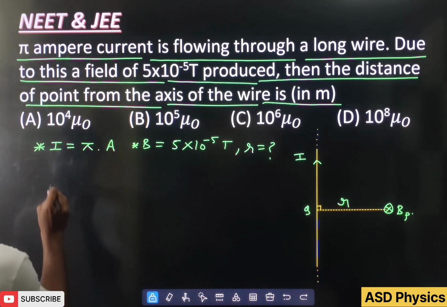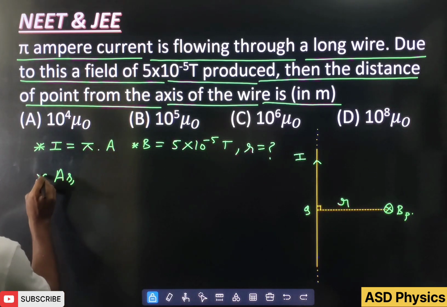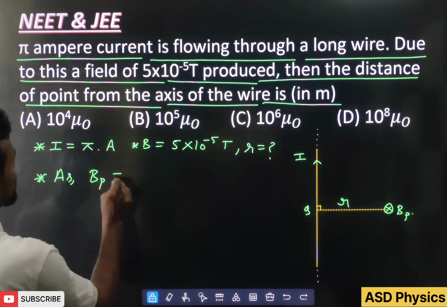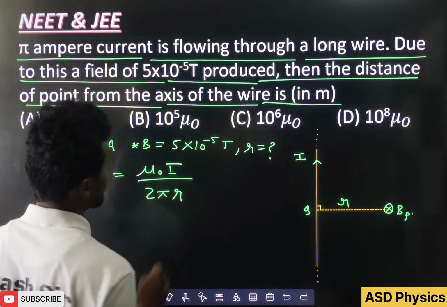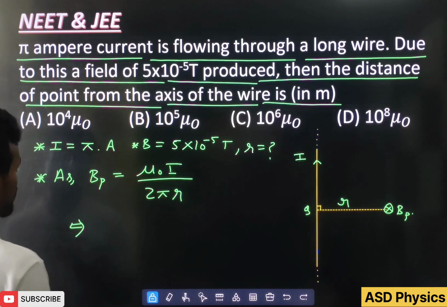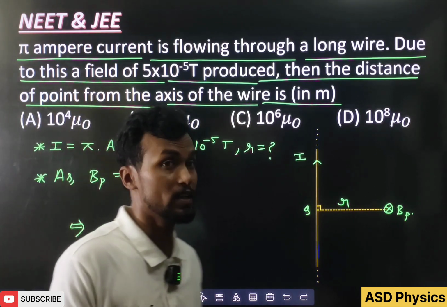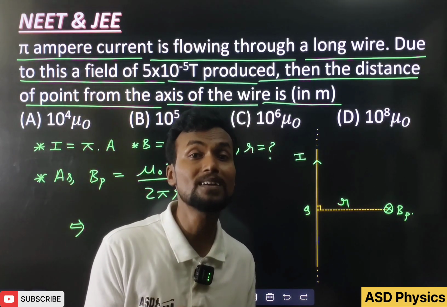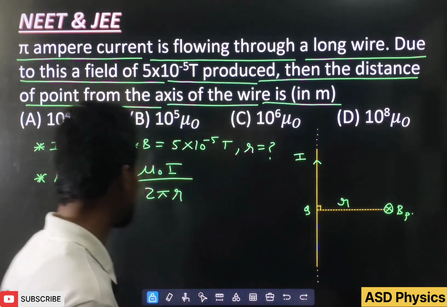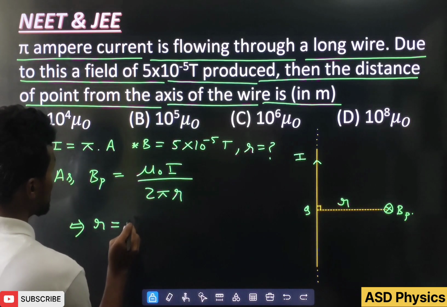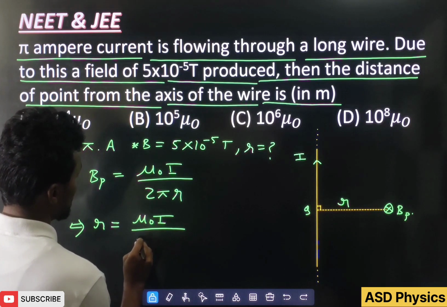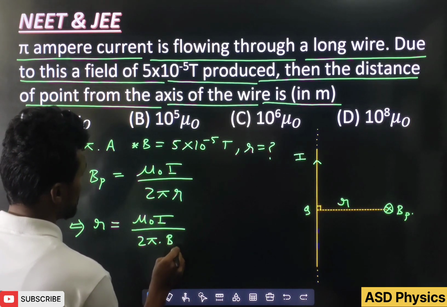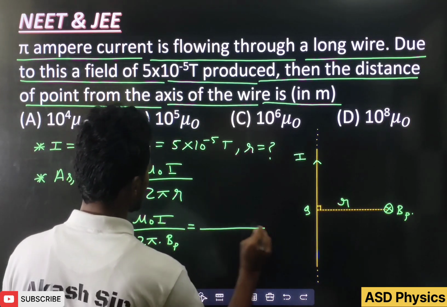Very simple. We know the formula very well, no? Magnetic field due to infinite wire, what is the formula here, students? Mu naught I by 2 pi r. Remember that. Okay, by default infinite wire is mu naught I by 2 pi r. Semi-infinite wire is mu naught I by 4 pi r. Okay, great. So here r will come as mu naught I by 2 pi into Bp.